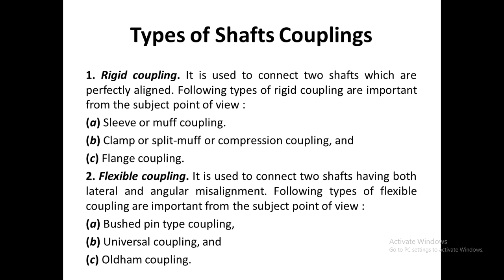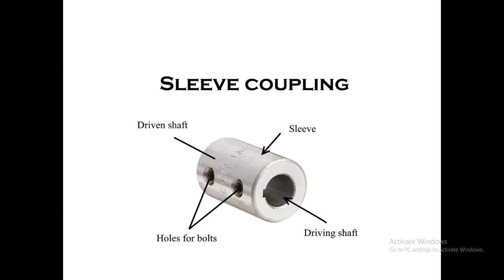There are different types of couplings. We have the rigid and the flexible. Rigid couplings are used when the two shafts are perfectly aligned. Flexible couplings are used when two shafts have both lateral and angular misalignments. Rigid couplings include sleeve or muff coupling, clamp, split muff or compression type of coupling, and flange coupling. Under flexible couplings, we have bush pin type, universal coupling, and Oldham coupling.